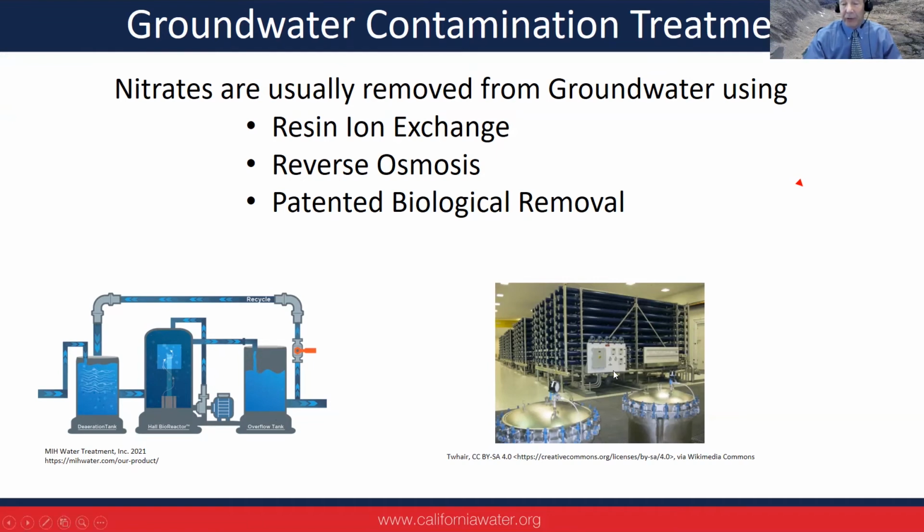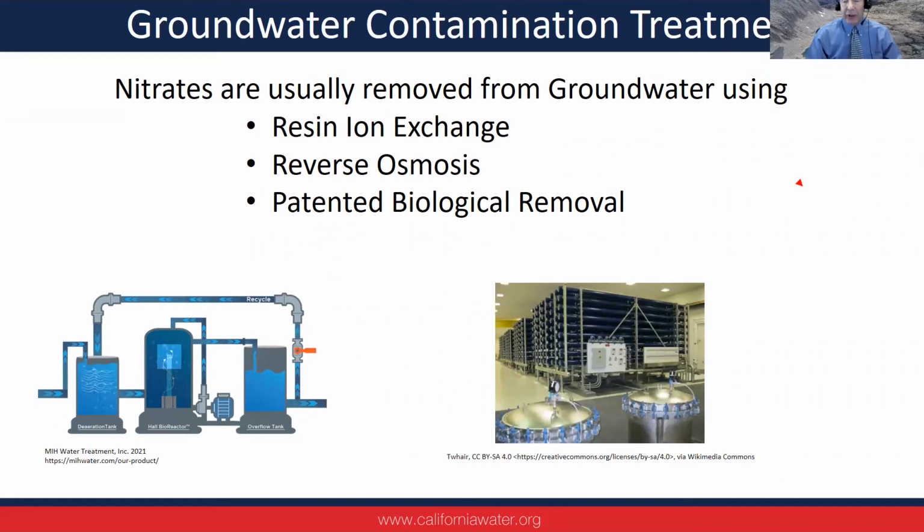The other option, shown over here on the right, is reverse osmosis, where you're using a membrane and forcing the water through it, and that membrane is so small in its pore size that it removes the nitrate and nitrogen molecules out of the water as it's forced through the membrane.